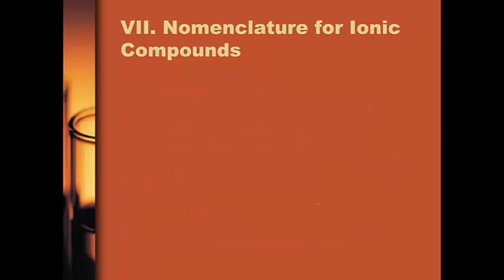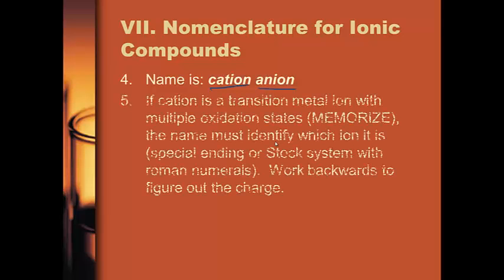Okay, so how do you name it? Name the cation, name the anion. Do not use the word ion in there. So just name the cation, name the anion, and that's the name of the compound. Now, if you notice that the ion is a transition metal, or one with multiple oxidation states, you have to name it according to the proper name.